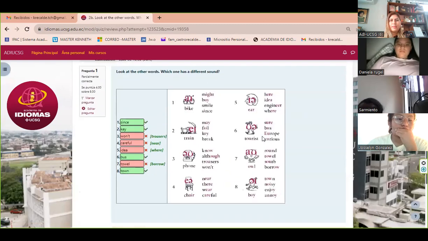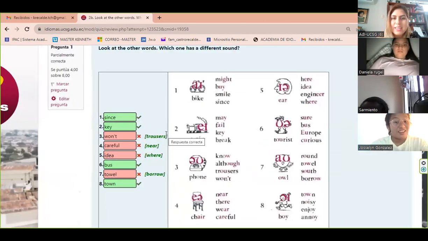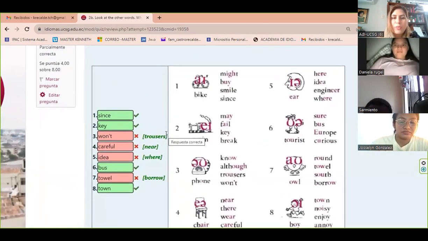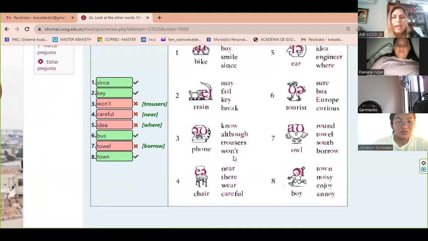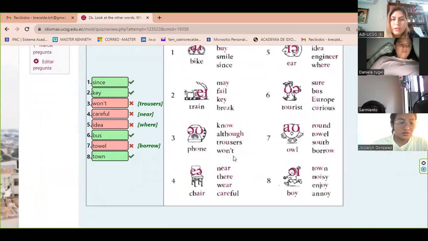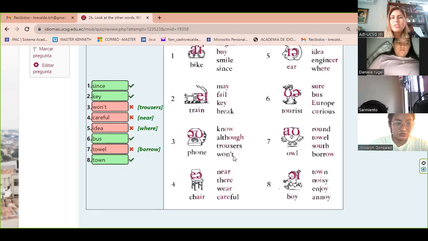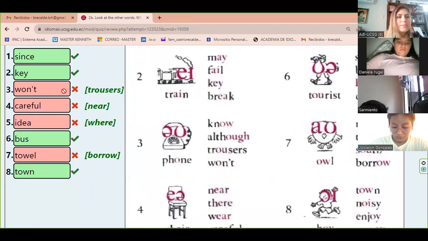Oh, Andreas, there is a mistake in number 3. Number 3 is trousers. Number 4 is near. Number 5 is where, because we don't say where, we say where. And number 7 is borrow. Okay. Let's correct that, sweeties.